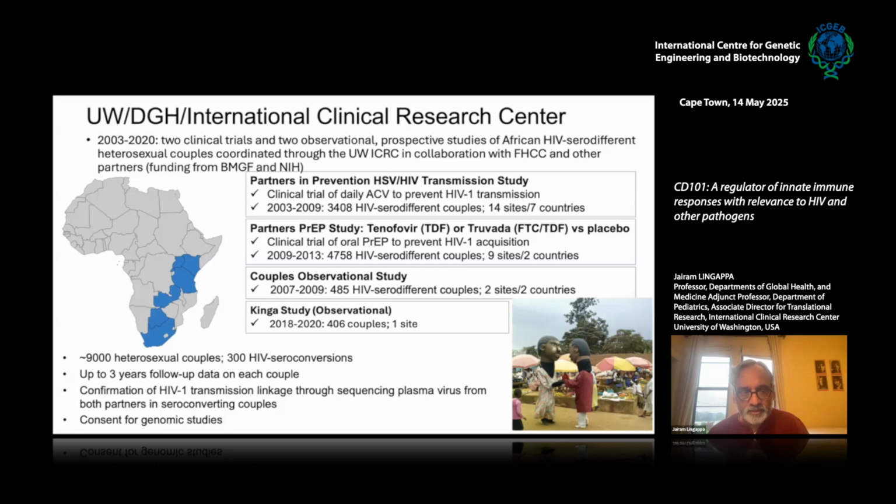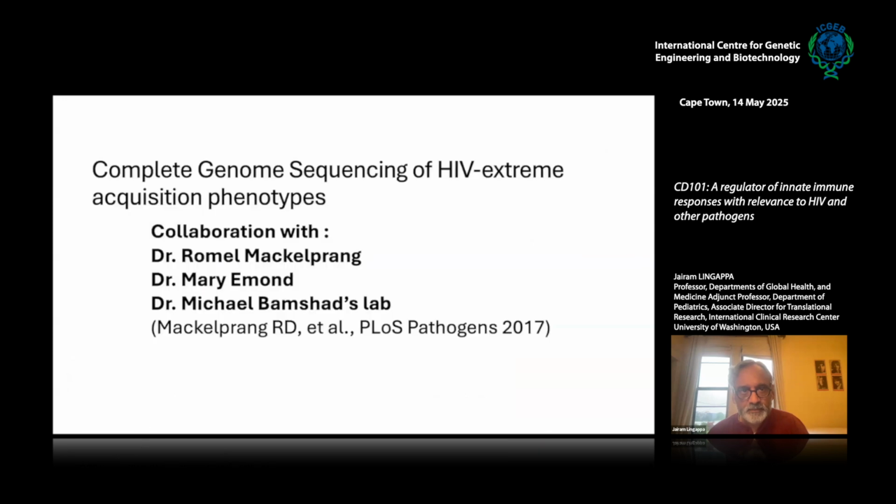Over the last 25 years, we have coordinated two large clinical trials and two large observational studies that have recruited about 9,000 heterosexual couples, of which 300 were identified as having experienced an HIV seroconversion event, with up to 3 years of follow-up data on each couple. We've confirmed the HIV transmission linkage between the two partners whenever there is a seroconversion through sequencing the plasma virus from both partners in those seroconverting couples. And we've also included consent for genomic studies in a subset of the sites. So this seemed a unique opportunity to look at HIV susceptibility and resistance in the context of these serodifferent heterosexual couples cohorts.